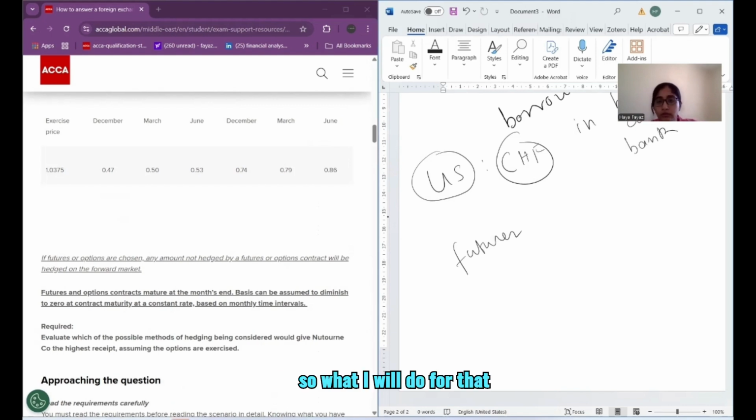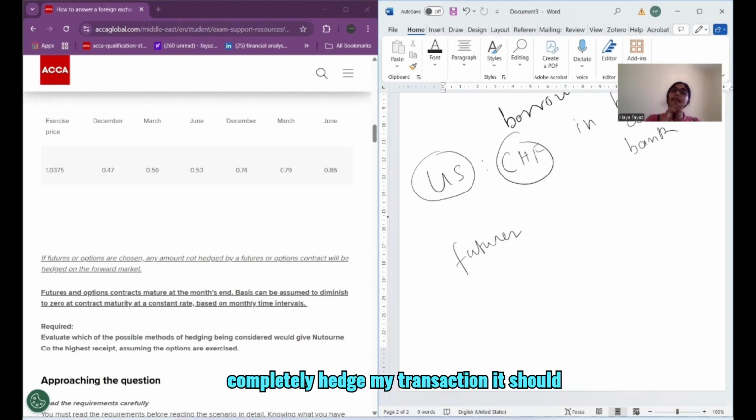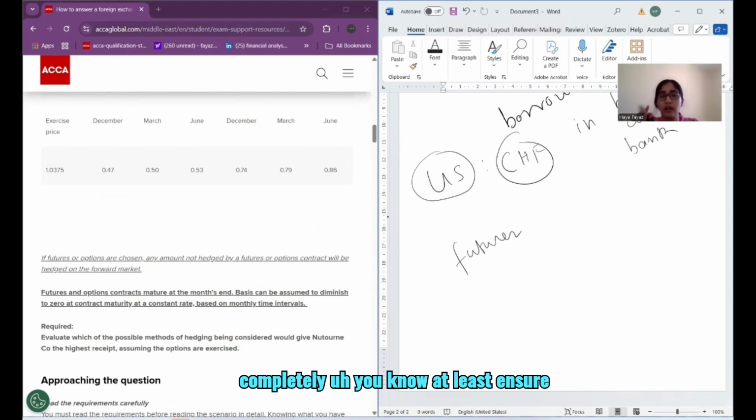So what I will do for that: I want my futures contract to completely hedge my transaction. It should at least ensure that I just have to pay a certain amount of dollars only, or I should get as much gain as possible from my futures contract. But this basis risk is the problem that my market rate and my futures rate won't go hand in hand together. I mean, it is almost going hand in hand, but not completely. Some small points of difference will cause me to lose on my gains. That is all the concept of basis risk is.